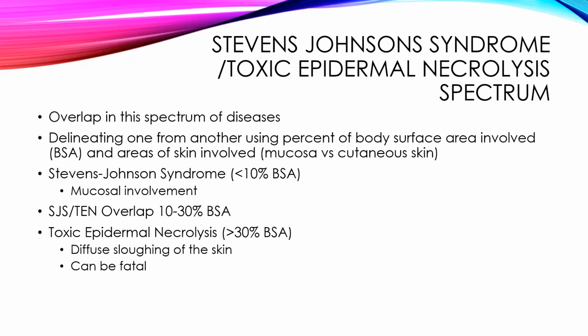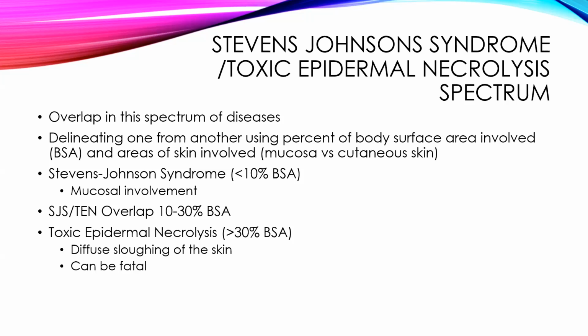So the first is this spectrum of diseases with Stevens-Johnson syndrome and toxic epidermal necrolysis. I'll be the first to tell you these are often confused, and I quite often hear doctors use the wrong term for what they're trying to say. And that's okay, they're a spectrum, we understand what the point is, but if you can differentiate them and use them appropriately, it does look good.